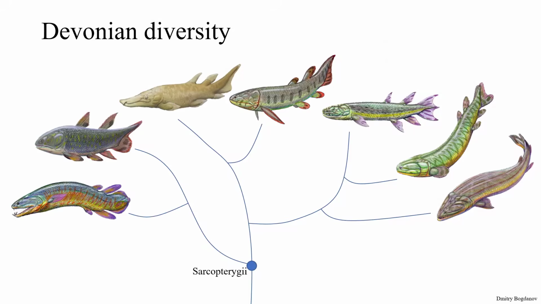So here's a whole bunch of reconstructions, not all by the same artist, but close, of different Devonian sarcopterygians. Tell me about these fishes. Talk to each other. What are you noticing? What seems cool? What seems interesting?